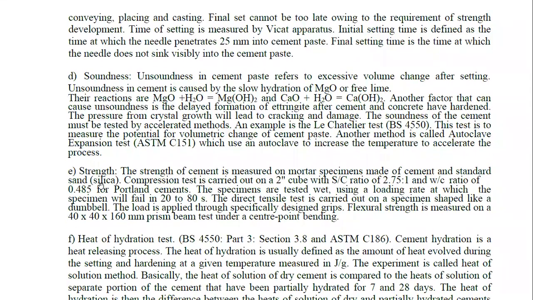Now we are talking about the strength. The strength of cement is measured on mortar specimens made of cement and standard sand or silica. Compression test is carried out on the 2 inch cube with a sand to cement ratio of 2.75 to 1 and water cement ratio of 0.485 for Portland cements. So basically जो ratio रहेगा हमारा sand का और cement का, which is 2.75 to 1, and water cement ratio is the value of 0.485. The specimens are tested wet using a loading rate at which the specimen will fail in 20 to 80 seconds.